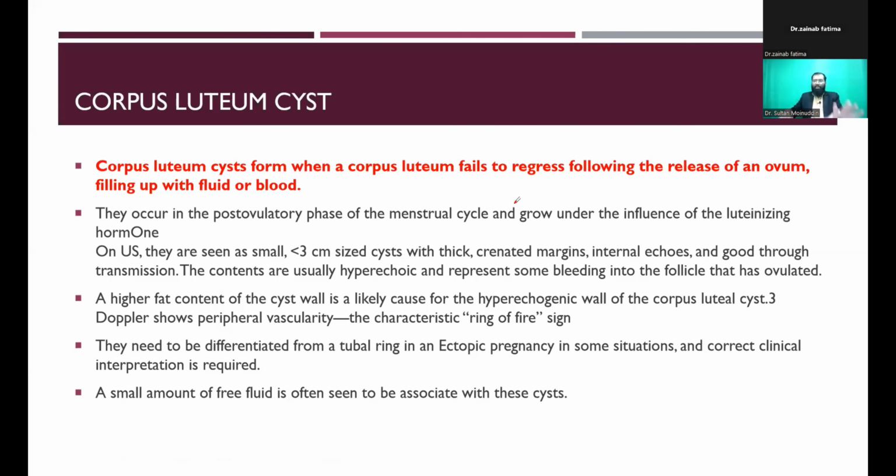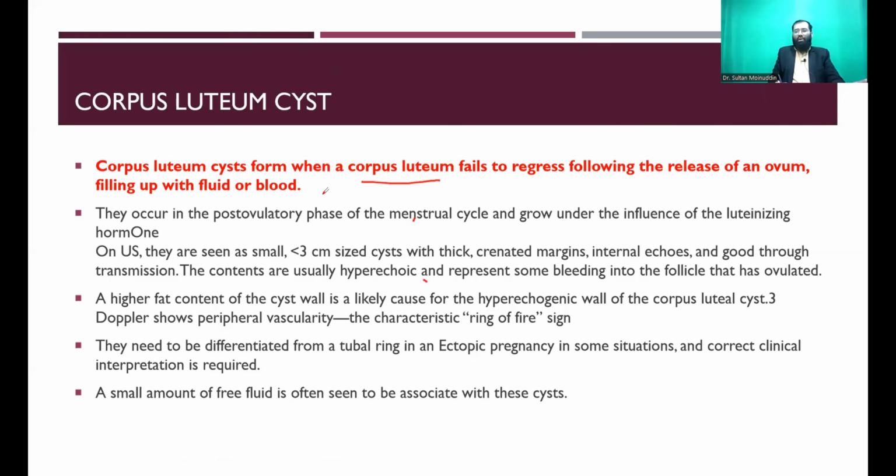Next, so you have understood about follicular cyst. Now we come to a second important cyst, which is corpus luteal cyst. A corpus luteal cyst is when the corpus luteum is formed and it fails to regress. Normally the corpus luteum remains if pregnancy takes place, and it regresses to corpus albicans if pregnancy does not occur. So if even in the post-ovulatory phase it fails to regress following release of the ovum and it fills with fluid or blood, then it is called a corpus luteal cyst.